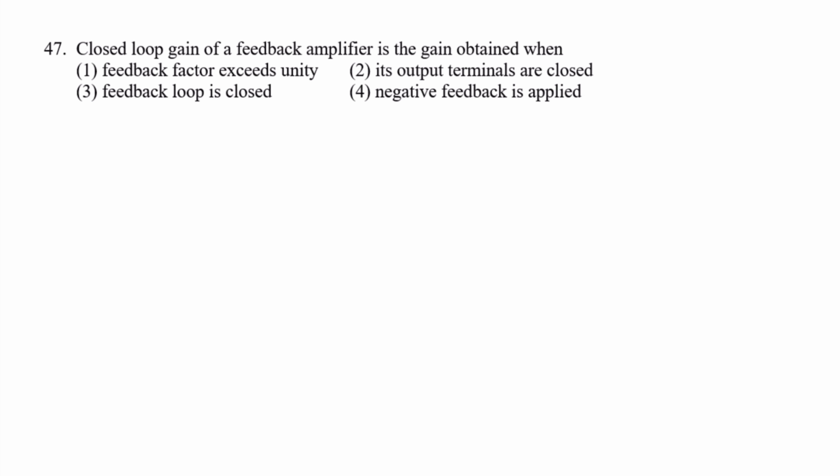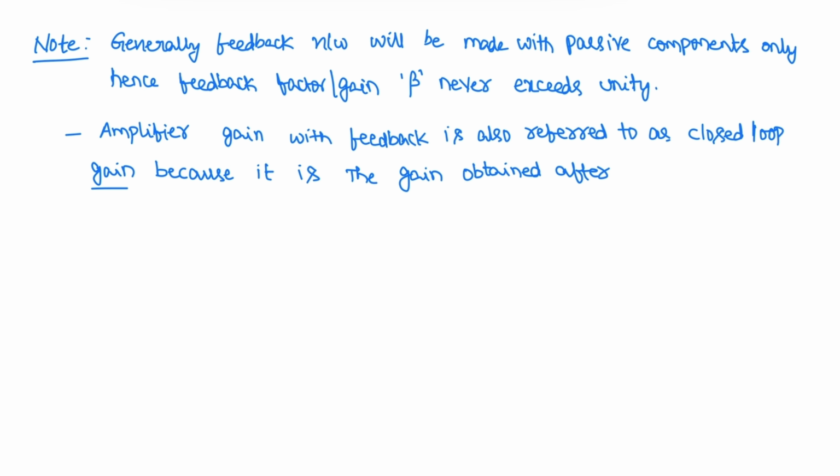47th question. The closed loop gain of feedback amplifier is a gain obtained when the feedback loop is closed. Option 3 is the correct option. In option 1 they have given that the feedback factor exceeds unity. Generally, the feedback network in a closed loop amplifier is made up of passive elements. Hence, the feedback factor never exceeds unity.